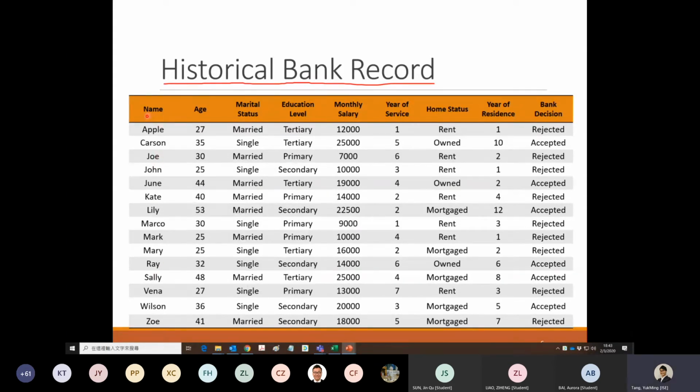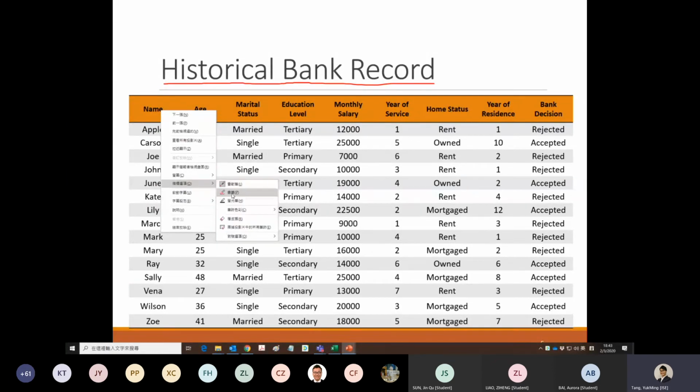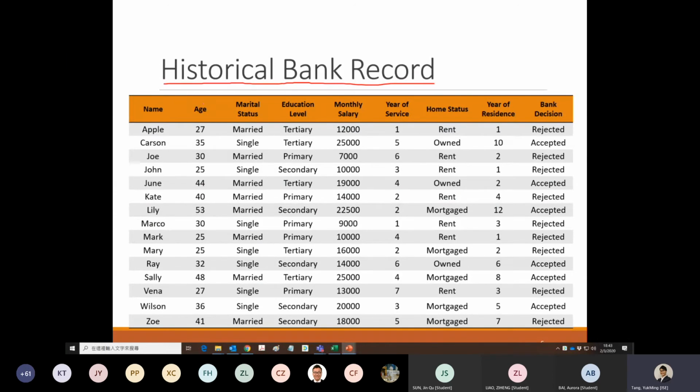These are some of the historical bank records. These are the names of the customers, and for each customer we have some attributes. For example, for each customer we have the age, the status, education level, monthly salary, years of service, home status, years of residence, and so on. These are the attributes of the customer, and we have listed all of these historical records.